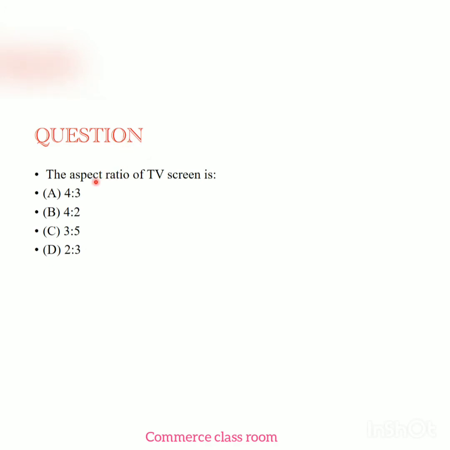Next question. The aspect ratio of television screen is option A, 4:3, option B, 4:2, option C, 3:5, and option D, 2:3. Our answer is option A, 4:3.